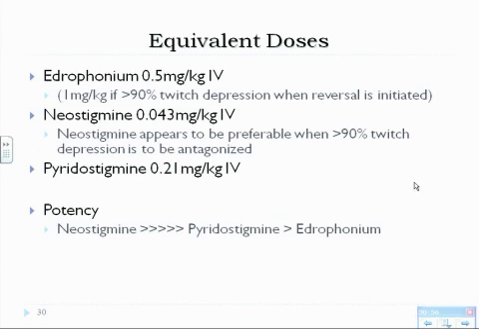So the dosing is around 0.5 milligrams per kilogram IV. Neostigmine is 0.04 milligrams per kilogram IV is your reversal. Okay? And neostigmine appears to be preferable when you have greater than 90% twitch depressions to be antagonized. Pyridostigmine goes at 0.21, which is the most potent of these agents, of course, is which one? Neostigmine. That's why we use it. Okay? So potency is 10 times stronger than edrophonium, and it's about 5 times stronger than pyridostigmine.